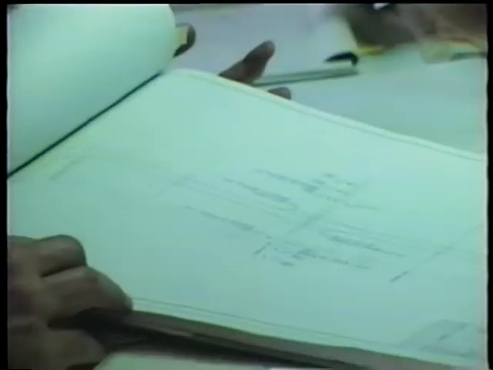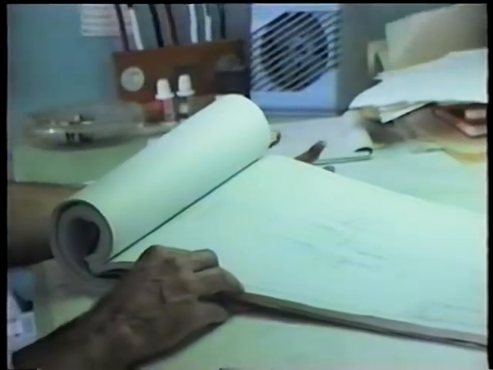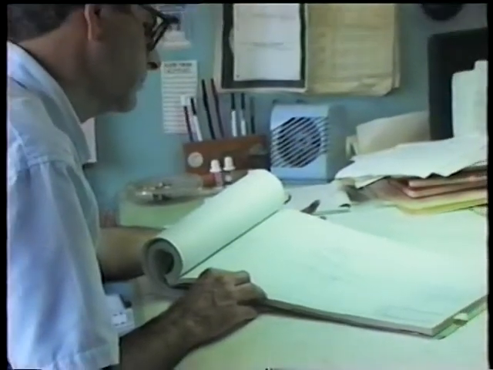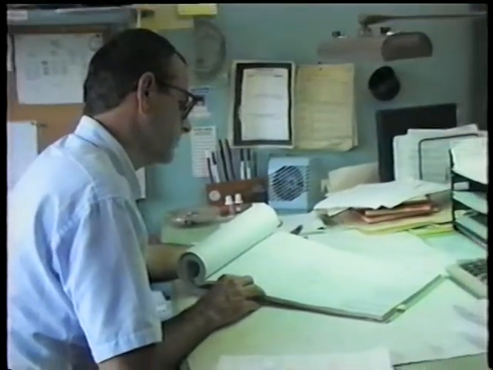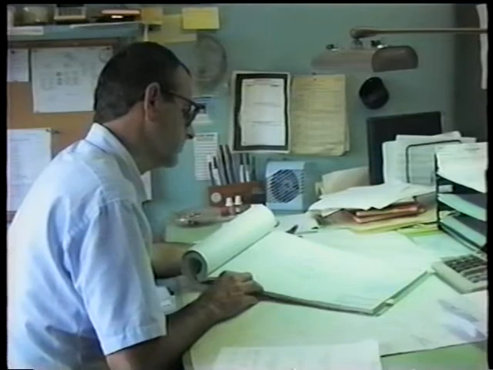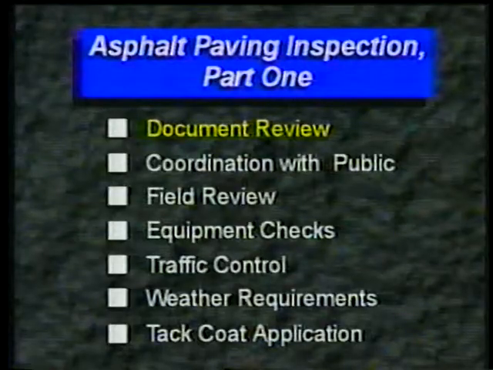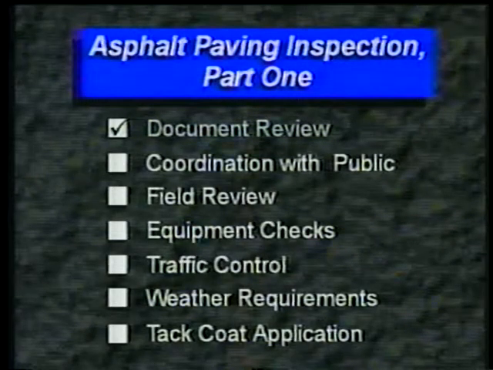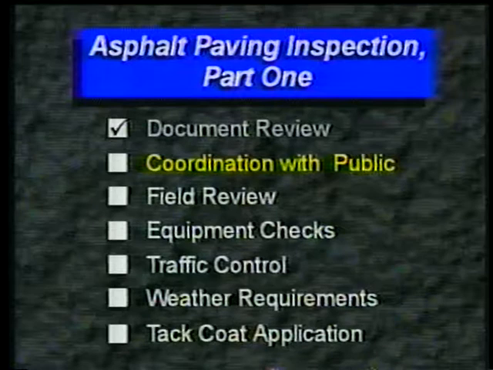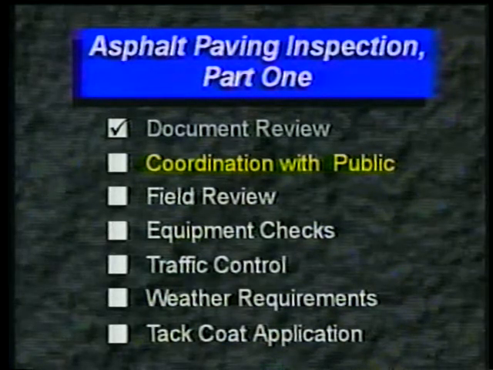And remember, no changes should be made to the traffic control plan unless the changes have been approved in writing by your agency. After reviewing all the project documents, find out what plans have been made to coordinate the paving operation with the utilities, businesses, and residents who will be affected.